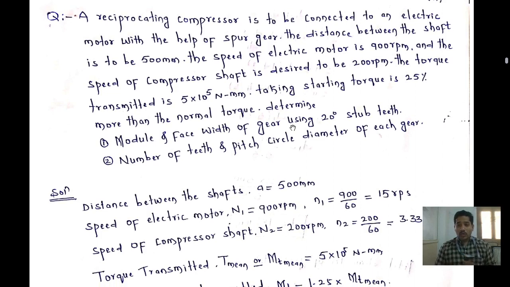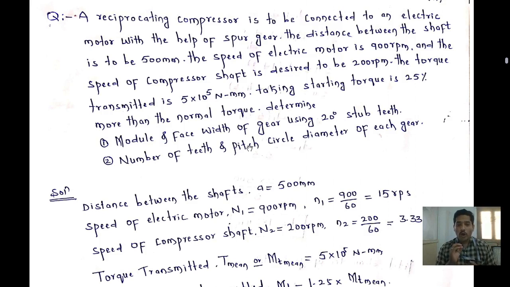So this means 25% is nothing but 100 plus 25, which becomes 125%. 125 divided by 100 gives 1.25 times the mean torque. The maximum torque should be equal to 100 plus 25, which becomes 125, and 125 by 100 becomes 1.25 times the minimum torque. Clear?